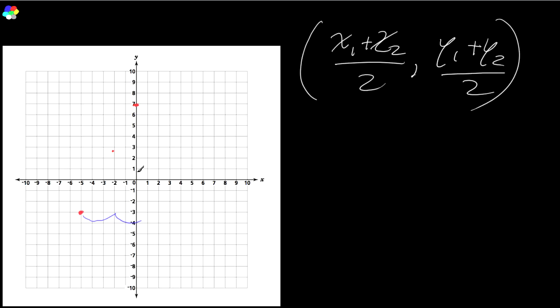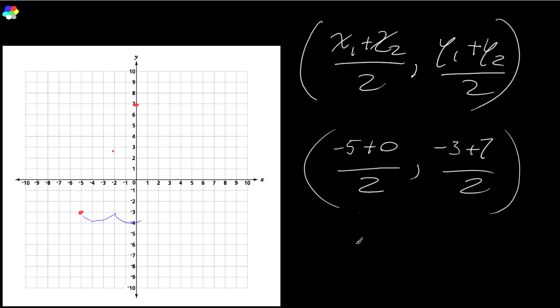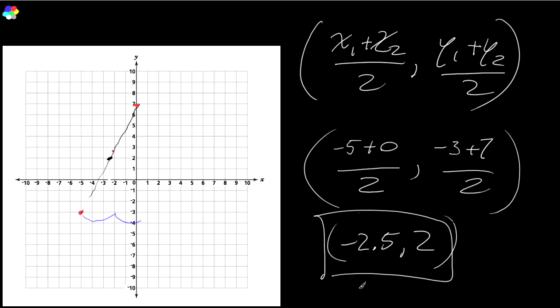So, what are our points here? Negative 5 plus 0, over 2, which is going to be negative 2.5. And this one is negative 3 plus 7 over 2, which is 4 over 2, 2. So negative 2.5, 2. And that indeed, if I just get a better color here, does look to be the actual midpoint between these two. So there's how you solve for the midpoint between 2 points. Very simple and quite useful.